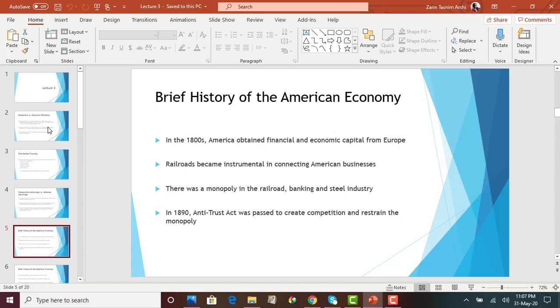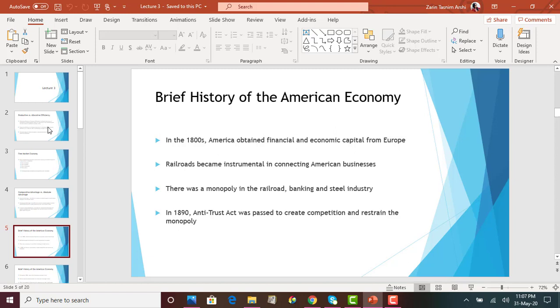They distributed goods and services throughout the country, as America is huge, and American businesses were also connected through railroads. And there was actually a monopoly in railroad, meaning that there was only one entity controlling the railroad, as well as banking and steel industry. So during the 1800s, we had monopoly, meaning one firm or one business controlled, or basically one firm produced or provided this service. So there was a monopoly in railroad, monopoly in banking, monopoly in steel industry.